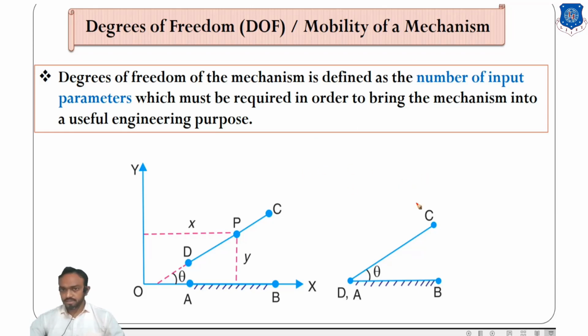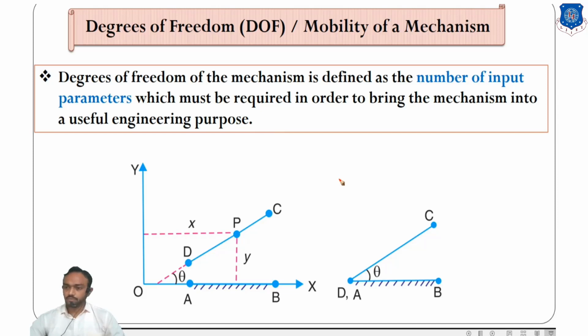So first of all, check this definition of degree of freedom, or DOF. Degree of freedom of a mechanism is defined as the number of input parameters which must be provided in order to bring the mechanism to a useful engineering purpose. In simple language, if I want to use any mechanism, how many input parameters are required to get the output. So first of all, we have to understand what degree of freedom is.